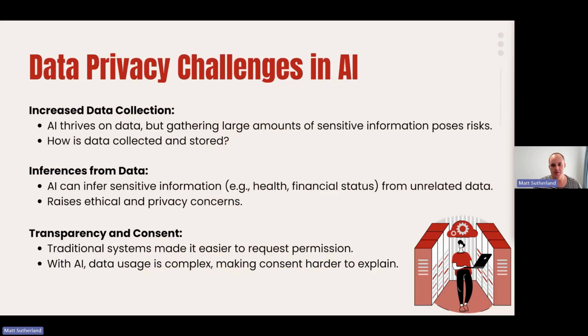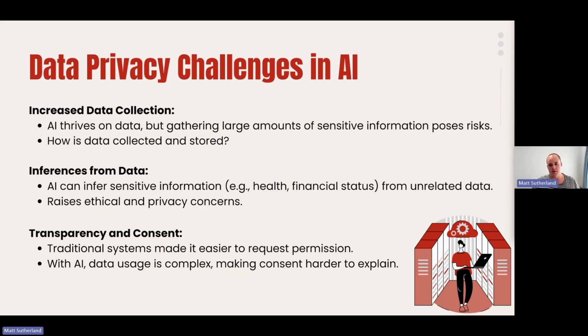Another issue is inferences from data. So AI doesn't just collect data; it also analyzes it, and sensitive information like somebody's health records, financial records, and other things can be put together from unrelated data points because of the vast nature of the data sets. So this can lead to privacy concerns, and we'd be remiss to think that the advantages that we get from AI running businesses and helping us move forward, that cyber criminals aren't doing the same thing with their tool sets.